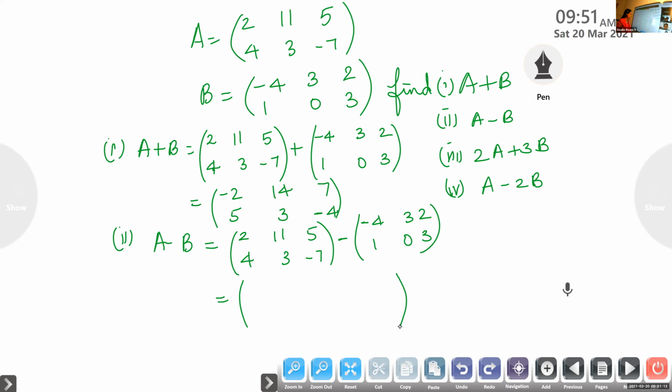Yes, Shivani, what is A minus B? Subtract the corresponding entries. 2 minus minus 4. Yes, what is the answer? Yes, louder. 6. Then next entry. 11 minus 3. 8.